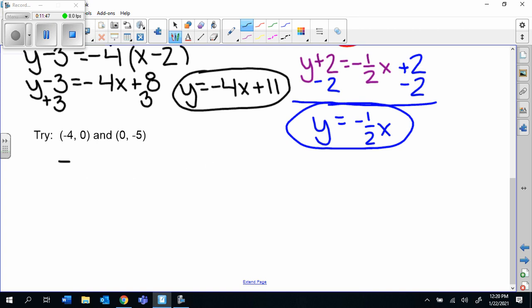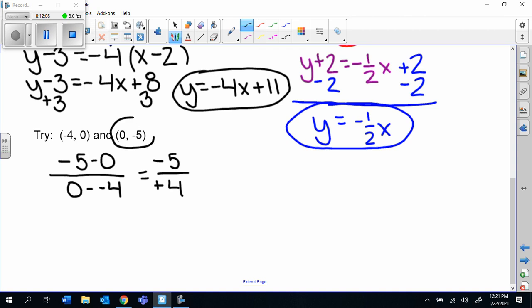My slope is going to be -5 minus 0 over 0 minus a -4. So sometimes having zeros in those coordinates can be a little confusing because we have two negatives here, so it's going to change to a plus. So there is our slope. I am going to pick this value right here because x is 0. You're going to get the same answer regardless. Here's going to be my x1, y1.